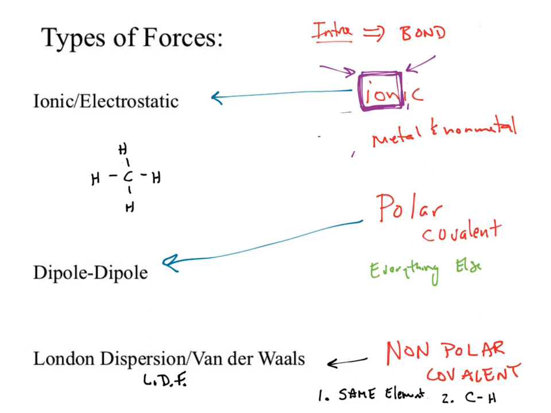Carbon and hydrogen, neither of them are metals, so it's not ionic. I can move to my nonpolar covalent category. Carbon to hydrogen is nonpolar covalent. I know the bond is nonpolar covalent, which means London dispersion force. Okay. That is the 80-year-old couple.